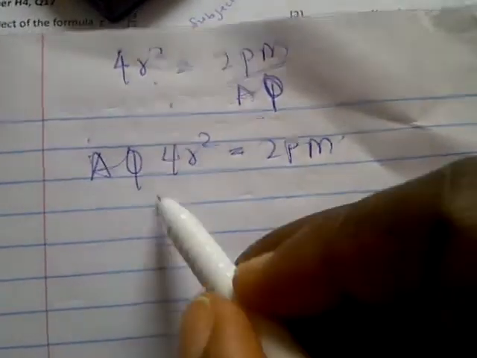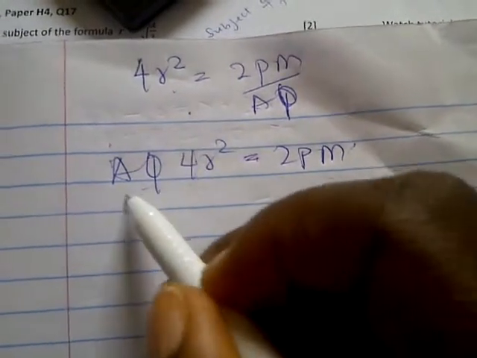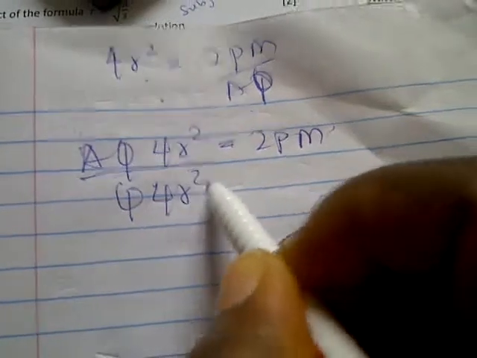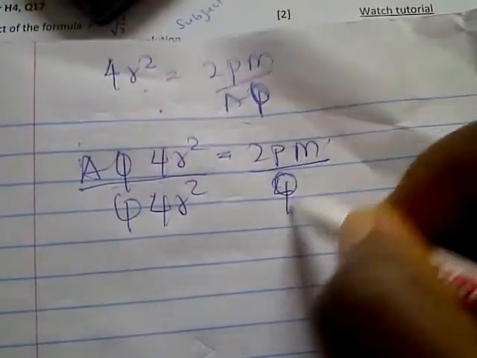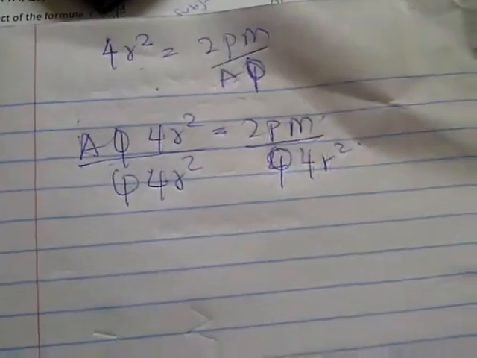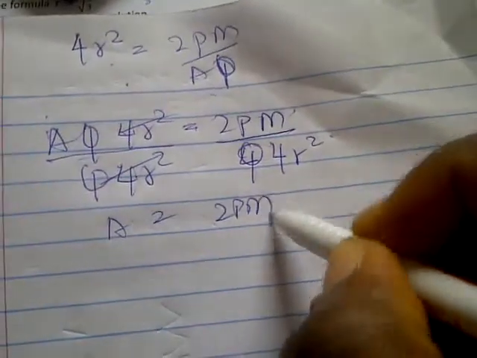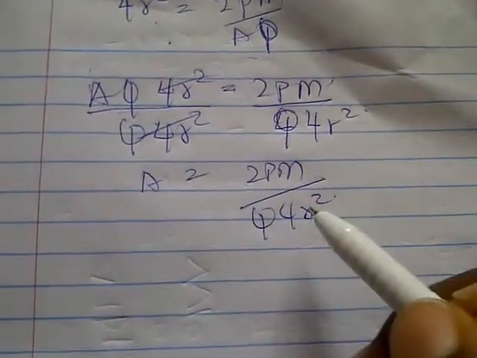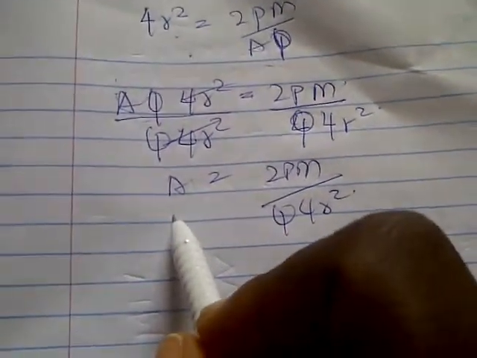Now for A to be alone, we have to divide both sides by whatever coefficient A is having. So for this one, the coefficient is Q4R squared. So when we divide by this, we divide by this too. Now when this cancels out this, you have your A to be 2pm over Q4R squared. It's basically being able to do everything you can do to make sure that the one you want as subject of formula is standing alone on this side.